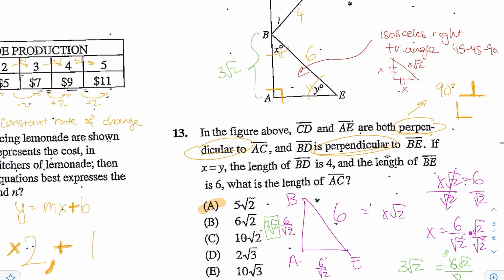Now you have to do the same thing for the triangle BCD. And since you know this is a 45, 45, 90 right triangle, and you know that BD is perpendicular to BE, this is a right angle, that means that angle CBD is also 45 degrees, which means that angle D is also 45 degrees. So both of these are 45, 45, 90 right triangles. So for the top triangle, x root 2 corresponds to 4.